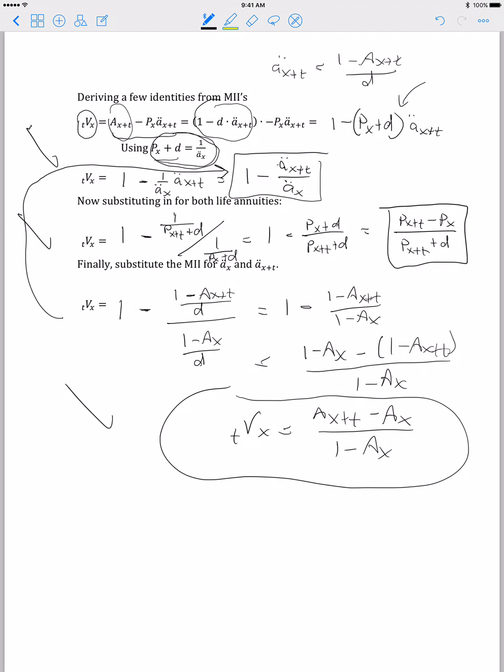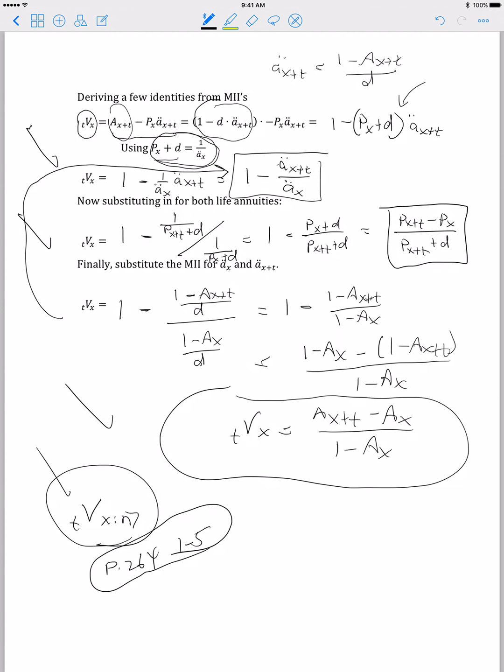In your homework, you're going to be using the MII to derive similar identities for endowment insurance. So if we count the very first one as an identity, you're going to be coming up with 4 identities for n-year endowment insurance using your MIIs, just like we did in this case. So on page 264, exercises 1 through 5, you should be able to do those now from what we've talked about in this lecture.